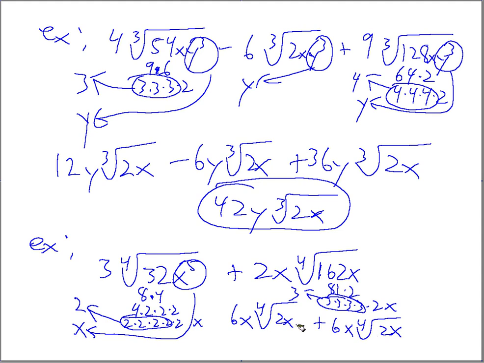So again, they're like terms with 2x as the radicand. 6x plus 6x is 12x times the 4th root of 2x. So this is the solution we're looking for right here. Alright? So again, not too hard if we simplify the radicals carefully. Combining like terms is really the easy part here. Alright? Let's get to multiplication here, because that's certainly more challenging.